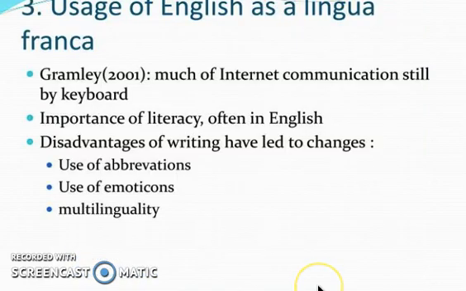Usage of English as a lingua franca. Grimley in 2001 writes that much of internet communication is still by keyword. So in internet communication, people use the English language all the time. I don't mean that they always use this language, but in the majority of situations, in order to communicate, to know each other, to introduce themselves, they prefer to use the English language. Also the importance of literacy, often in English. You can see the usage of the English language even in this case.